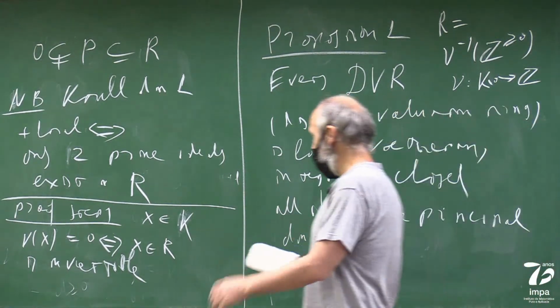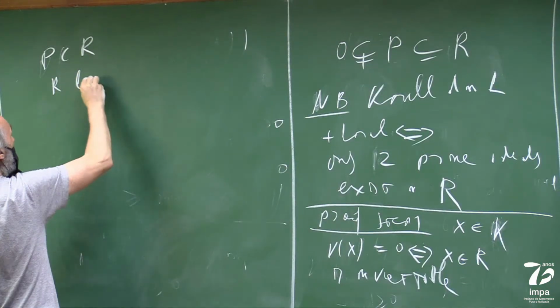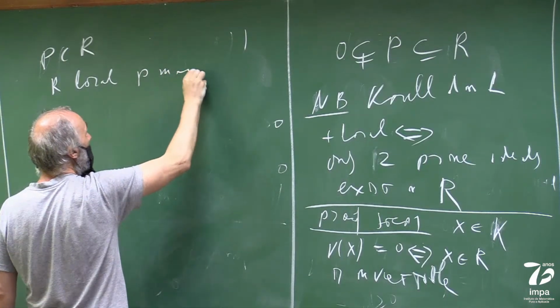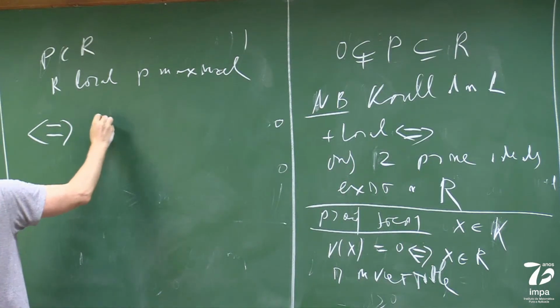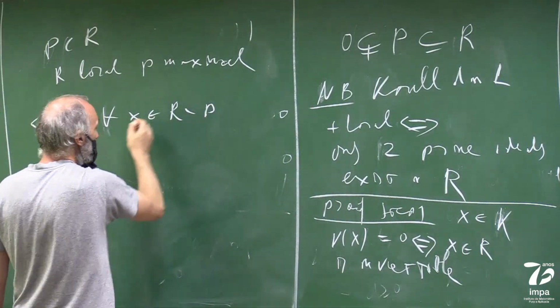What is a maximal ideal? A maximal ideal is an ideal such that all elements which don't belong to it are invertible, in a local ring. So I remind you that if you have P inside R, and R is local, then P is maximal; this is equivalent to all x in R without P being invertible.